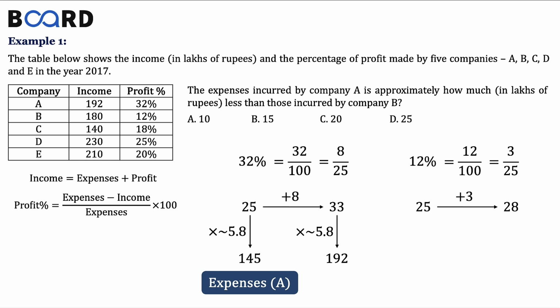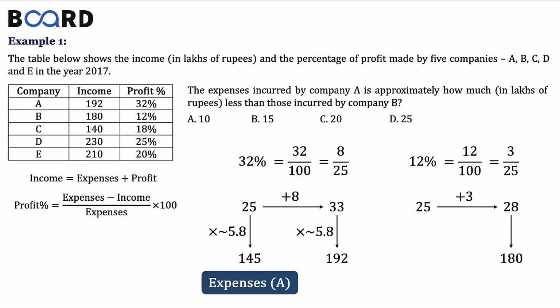But 28 is the assumed value. 25 is to 28 is the ratio in which cost price and selling price, expenses and income should be there. What's the actual value? The actual value is 180. So I have to convert 28 to 180. The question is, what should we multiply? Now I know that 30 when multiplied 6 times, that gives us 180.